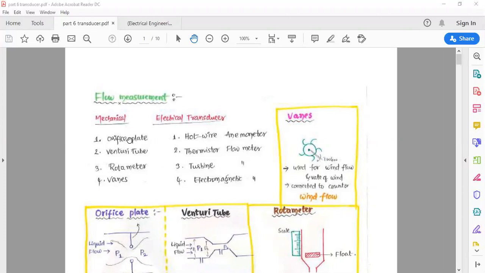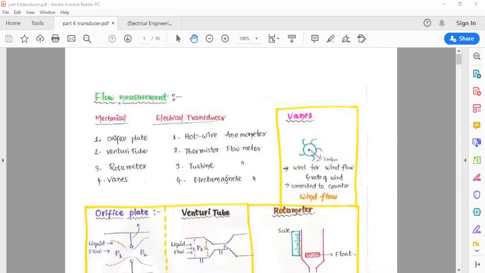Now, in our syllabus, we have only electromagnetic flow meter, ultrasonic flow meter, laser, and thermal flow meter. But we will have a little discussion about these mechanical transducers also.